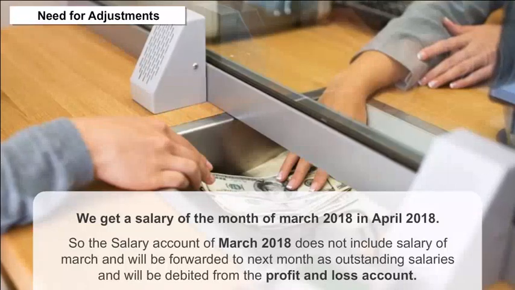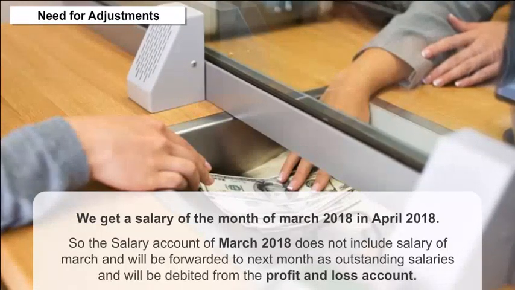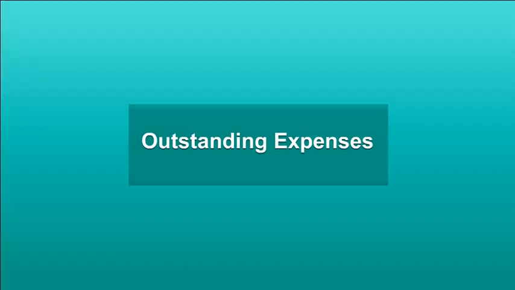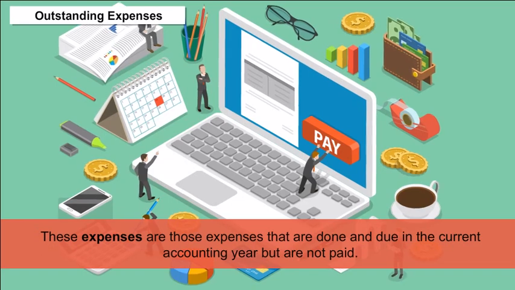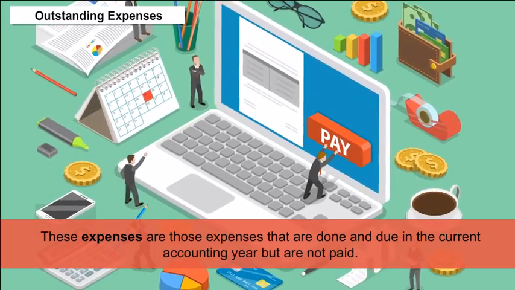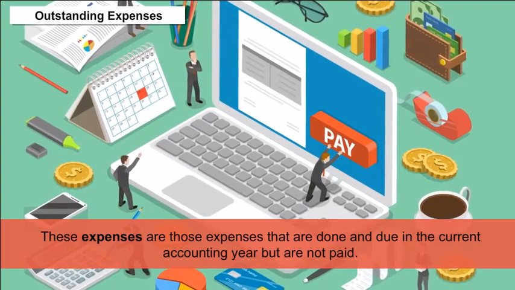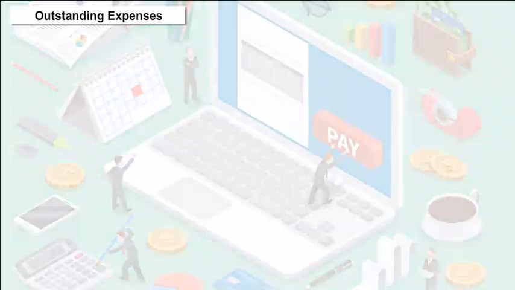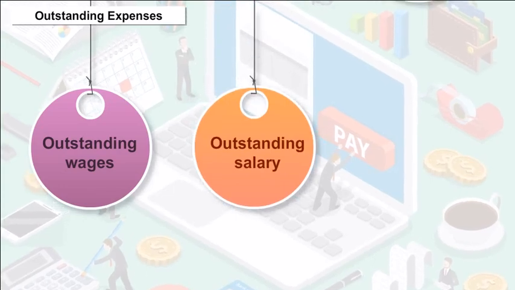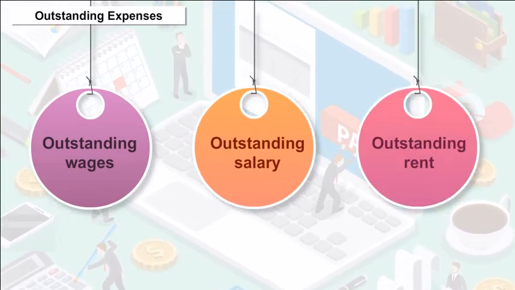Let us discuss the items that need adjustments. Closing stock. Outstanding expenses. These expenses are those expenses that are done and due in the current accounting year but are not paid. For example, outstanding wages, outstanding salary, outstanding rent, etc.